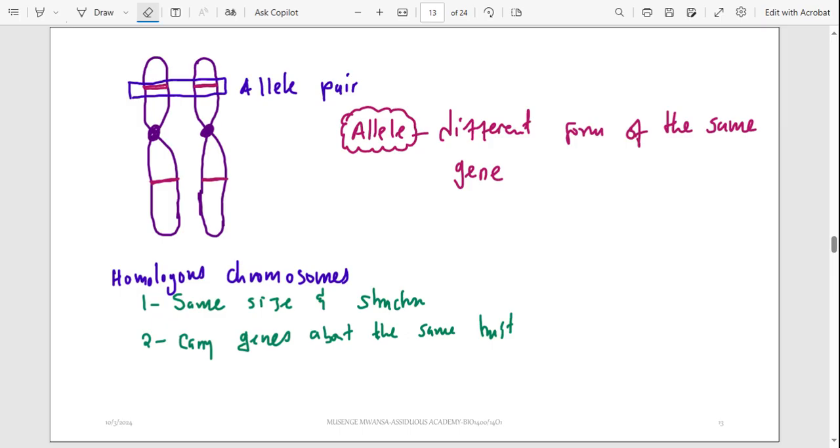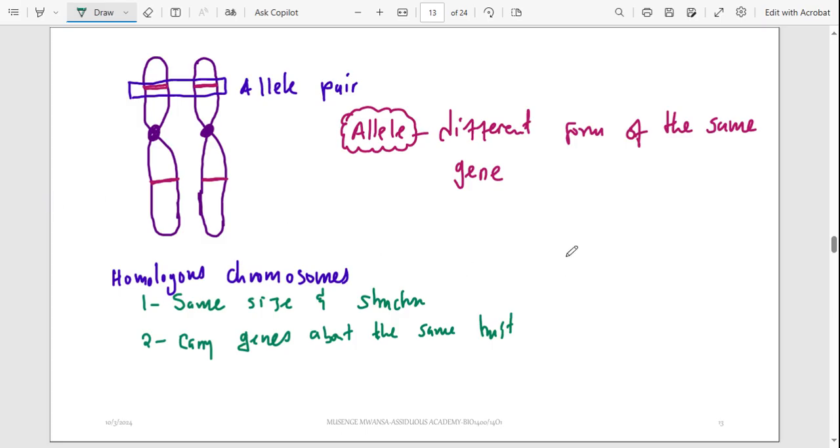So what is the other thing that we should know? Even though each allele pair contains similar genes, the genes do not have to code for identical traits. We already mentioned that. For example, from your mother, you are supposed to be blue-eyed, and from the other parent, you are supposed to be brown-eyed. It's the same gene, but it's not the same trait that you are coding for. So by definition, homologous chromosomes should have the same size.